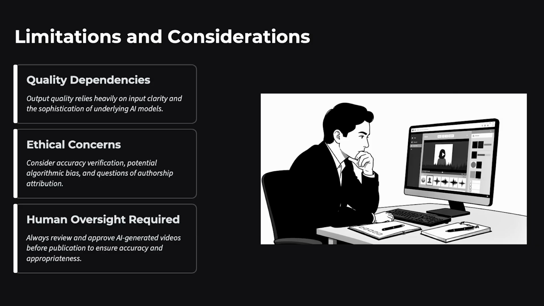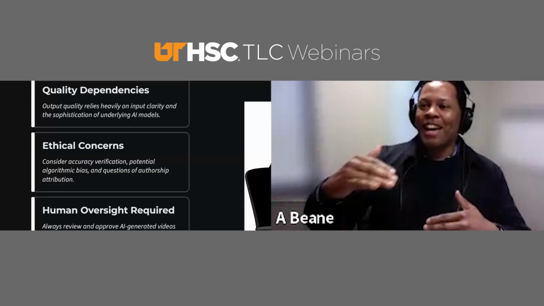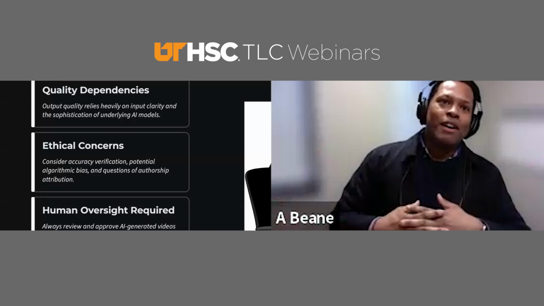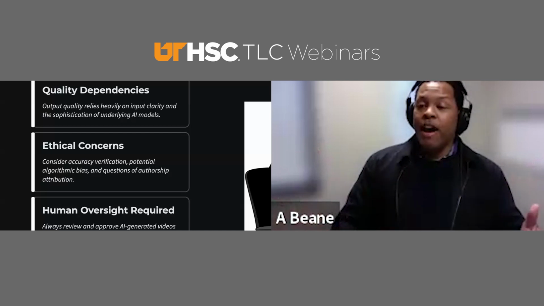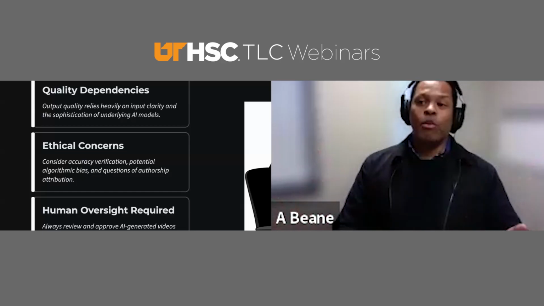So there are limitations and considerations, of course, whenever you're dealing with AI or any type of technology, and that is quality dependencies. The output quality relies heavily on input clarity and the sophistication of underlying AI models. We're not making the next Star Wars film. There is a level of quality that some of these pictures will have, and a level of creativity that the computer generates. And that's fine. You have to make it work in accordance with your point of view of how you want to see it and present it.